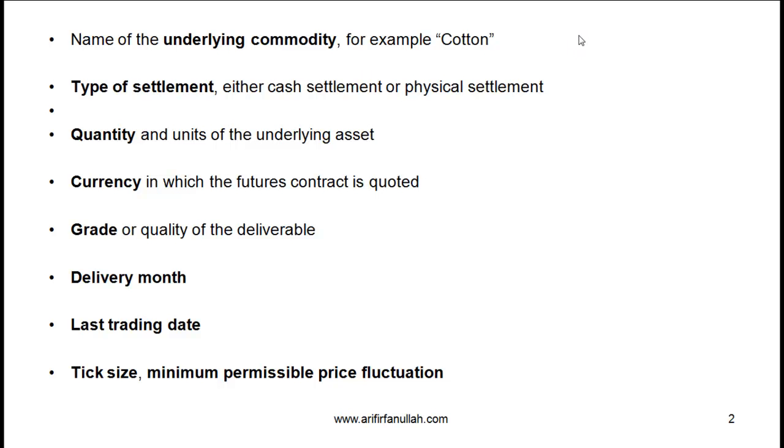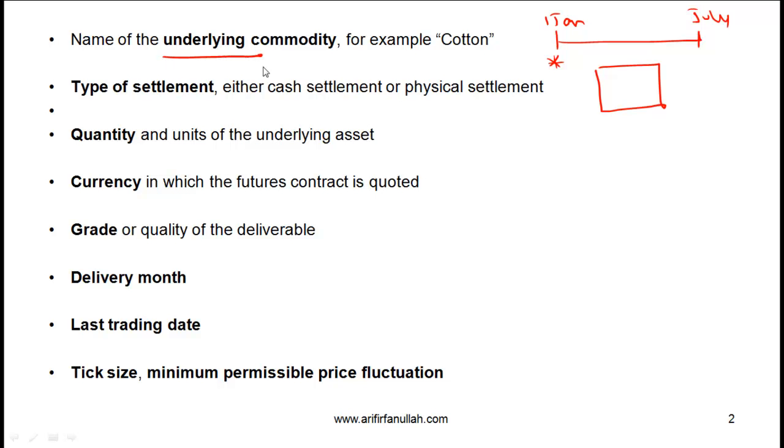Like forward contracts, in a futures contract on a given day, let's say on 1 January, you are agreeing with the counterparty that you will either buy or sell some underlying at a later date, let's say in July. Now, when we enter this contract, the underlying is clearly defined. So let's take an example of a cotton futures contract. What is the sort of information that is defined?